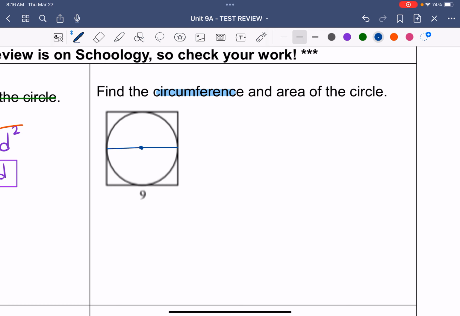So that circumscribed square, see how it has a side length of 9? So if we were to just get that and move it up, that's also the diameter of that circle. So same formula as before. We can do circumference equals diameter times pi. So that means that the circumference is just 9 pi.